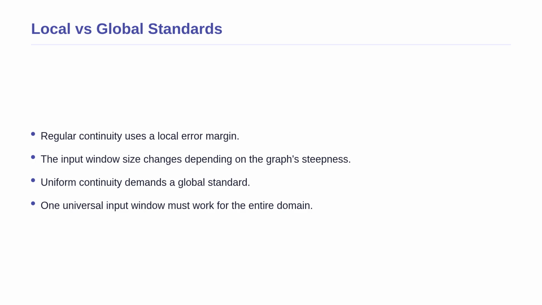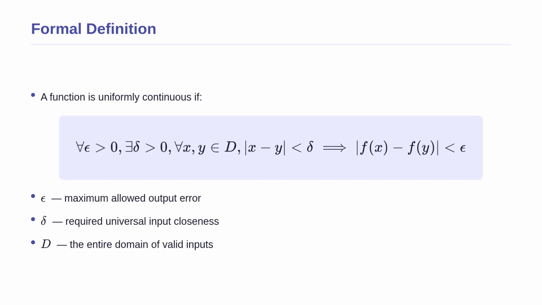Uniform continuity changes the rules entirely. It demands a global standard rather than a local one. You must be able to find a single, universal delta window that works for every single point in the entire domain simultaneously. Now that we understand the global nature of this concept, let us look at its formal mathematical definition.